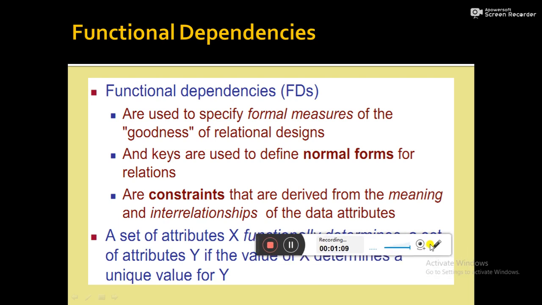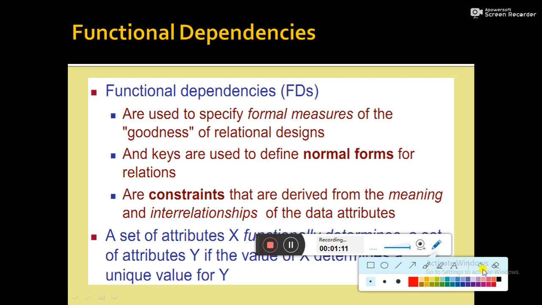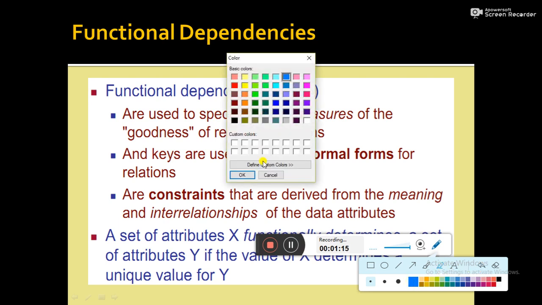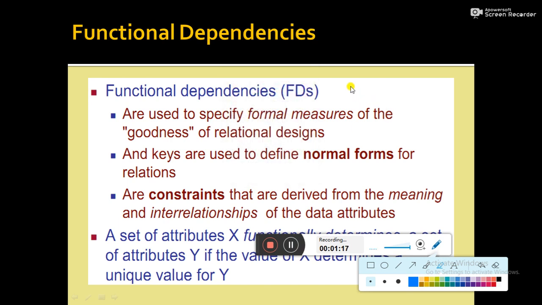And functional dependency can be represented in that form: X arrow Y. That is how functional dependency is represented.